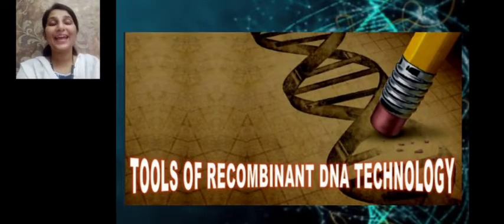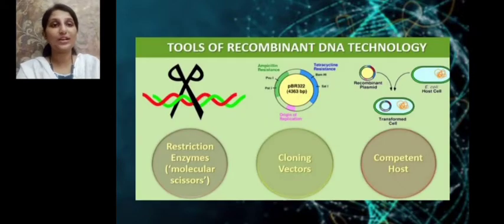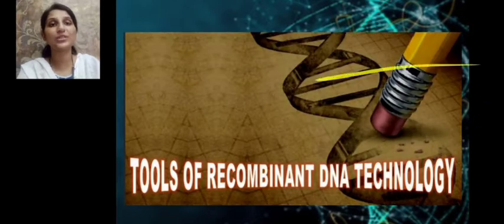Dear children, in this module, let us learn about the tools which are needed for recombinant DNA technology. The tools involved are the restriction enzymes, called molecular scissors. Second is the cloning vectors, which help in transferring an alien piece of DNA into a host, and that is called a competent host. So the three tools required are the molecular scissors, the cloning vectors, and a competent host.